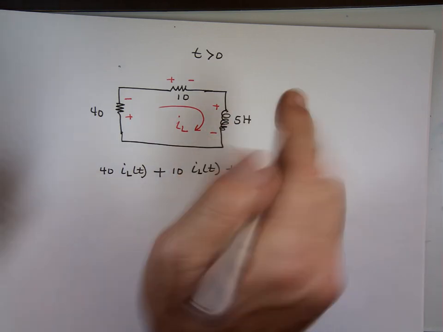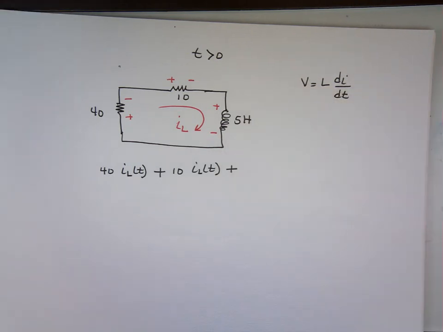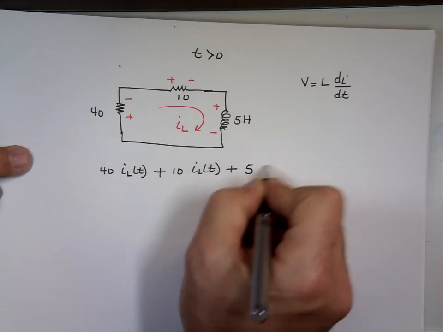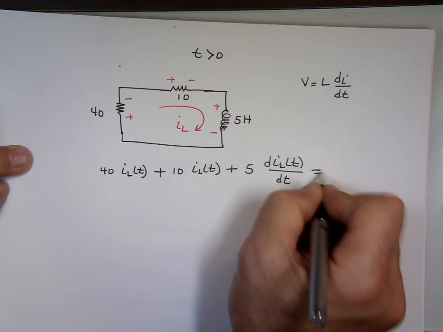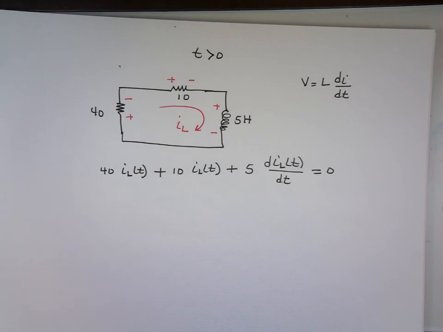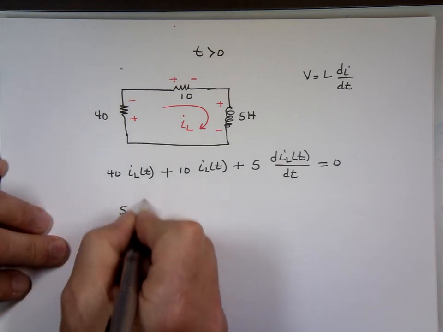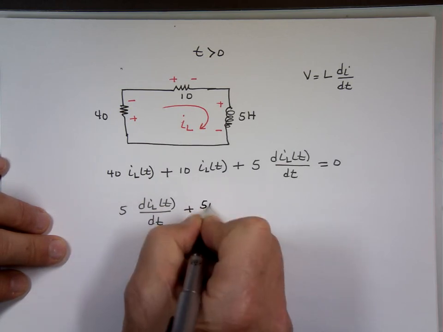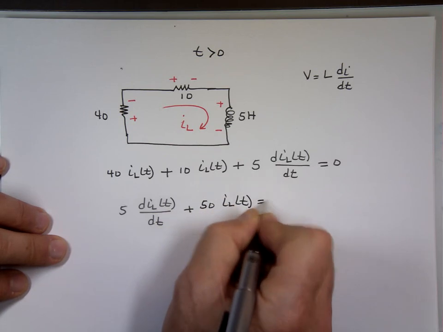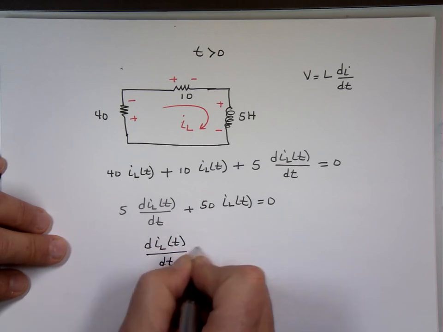V equals L di dt, in case you forgot. That's the voltage across the inductor. So the voltage there will be what? 5 times dI sub L dt. All of that is equal to 0. If I simplify, I have 5 dI L dt plus what? 50 I sub L equals 0. Divide by 5: dI L dt plus 10 I sub L equals 0.